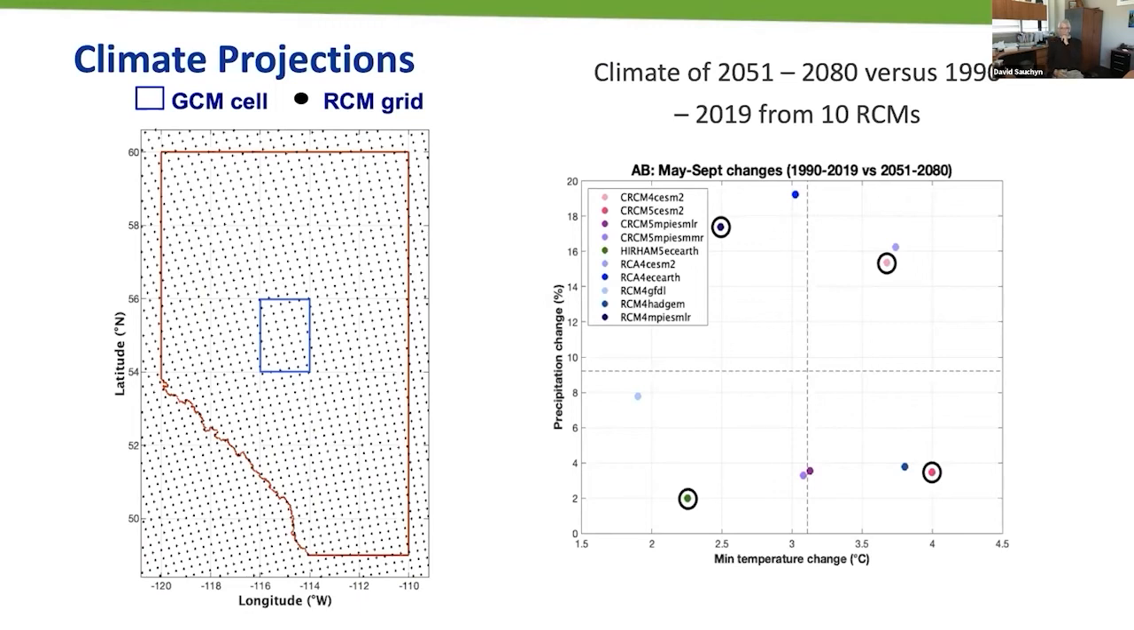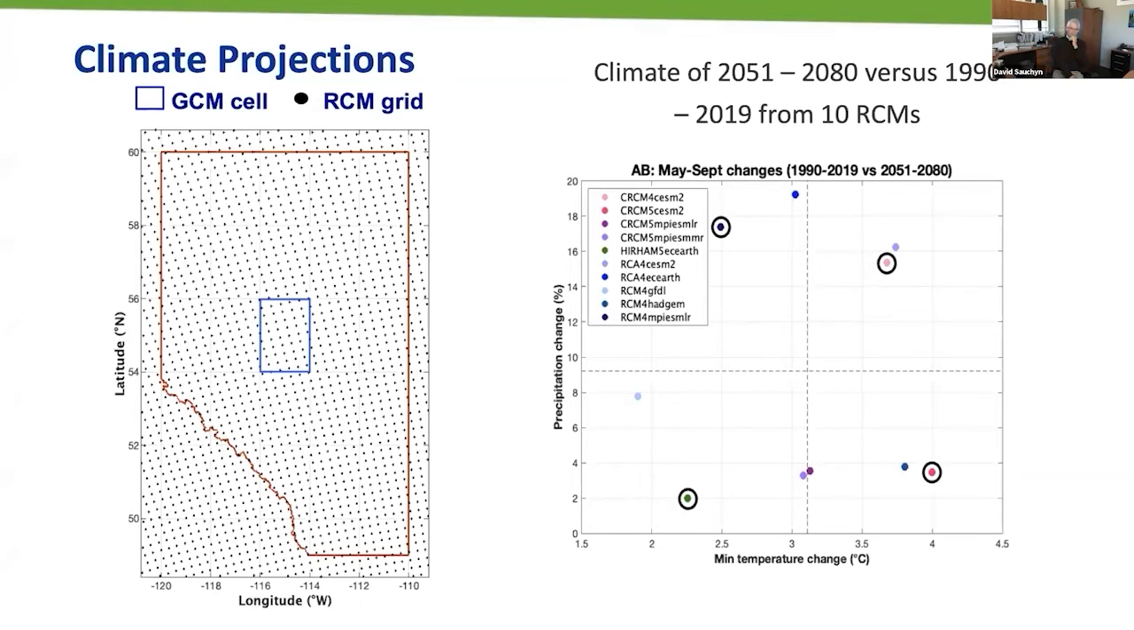And so here is what's called a scatter plot of the change in precipitation on the vertical axis and the change in minimum temperature on the horizontal axis for the growing season, comparing 30 years in the past up to 2019 to 30 years in the future beginning in 2051. We gave them results from 11 regional climate models, and we've highlighted 4 models that capture the complete range of the change in precipitation and minimum temperature.